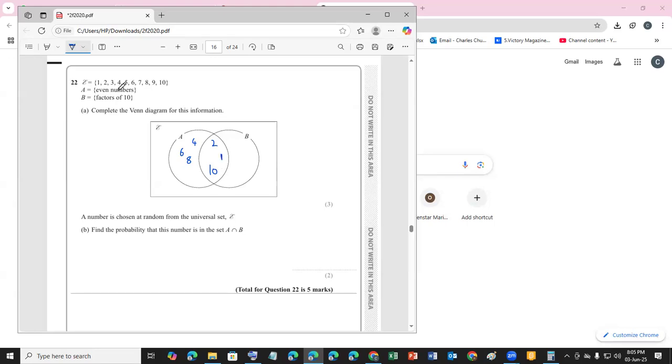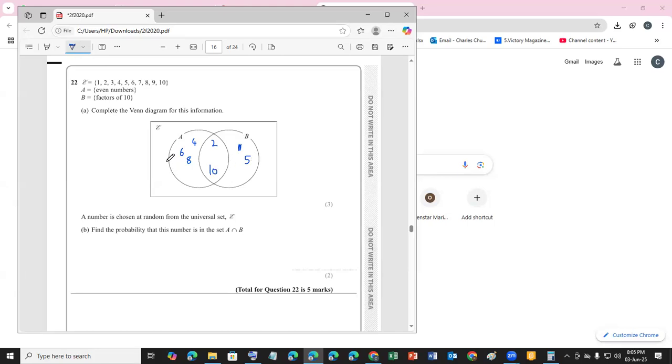But 1 is not an even number, sorry. That's my bad. Let me take that out. 1 is not an even number. So 1 should be here as a factor of 10. Okay. Then 5 should also be here, right? I think that's all. Is there any other thing that I left out? Okay, so we've established the factors of 10: 1, 2, 5, and 10.